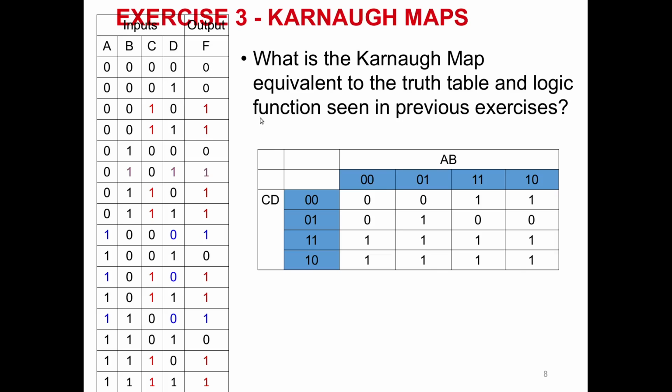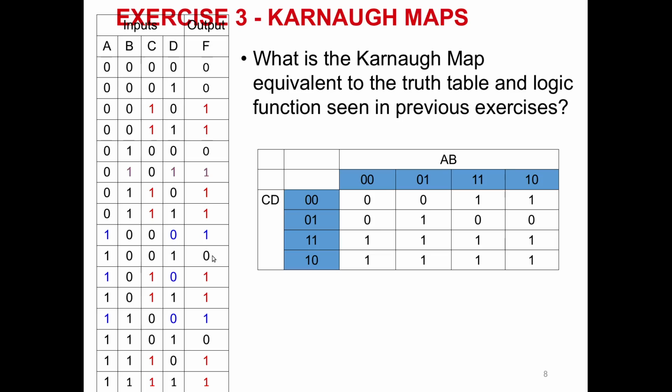We just look into the 0 values now. So the outputs for 0 are here and here, which is AB is 0 1, and CD is 0 0. So AB 0 1, CD 0 0. So we have this 0 value.